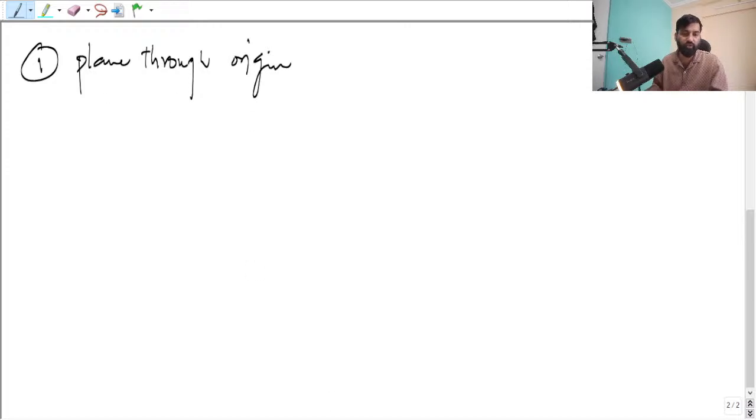Plane through origin, okay? Plane through origin with normal vector. So how do we represent a normal vector? A normal vector is nothing but a vector. Normal vector is written like this.